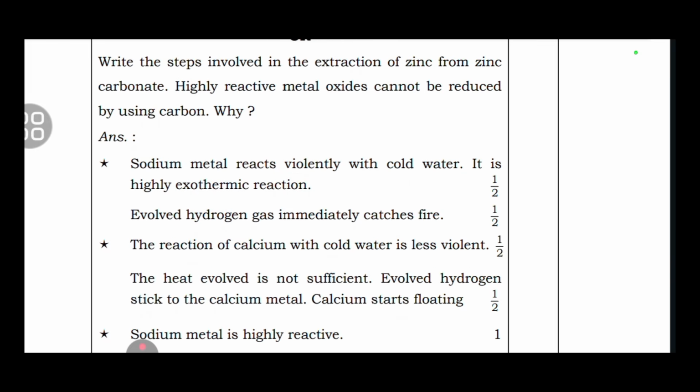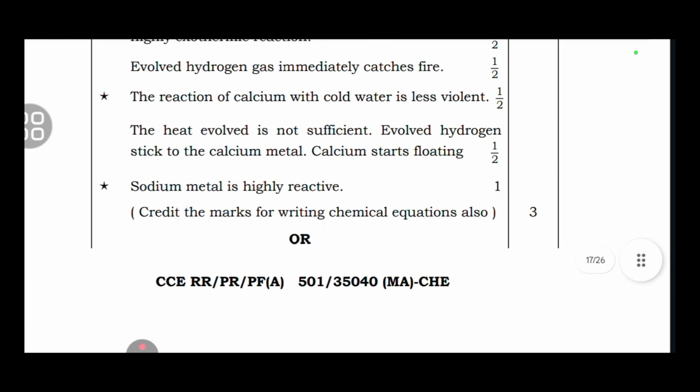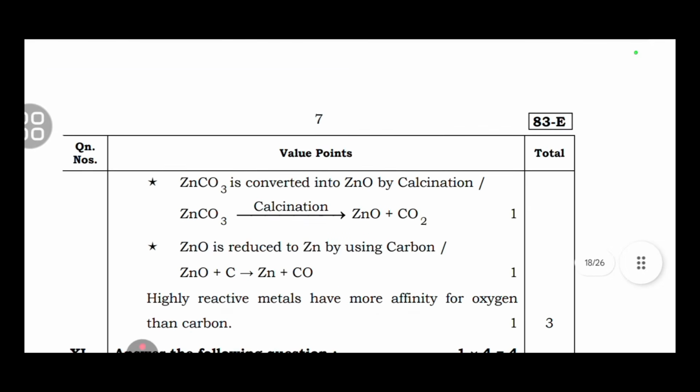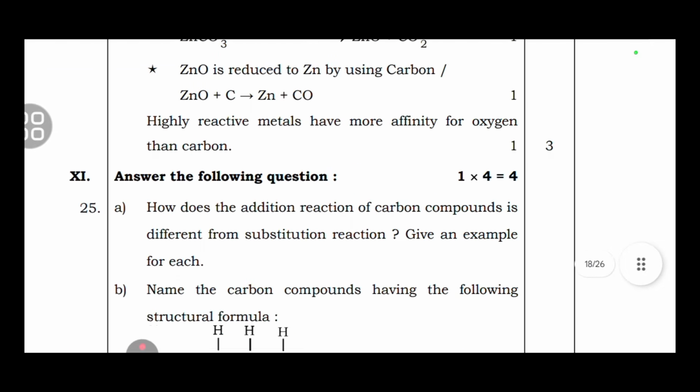Highly reactive metal oxides cannot be reduced by using carbon. Why? This is the answer below. You can go on reading this answer, and these are some of the equations for that answer. So answer the following question.